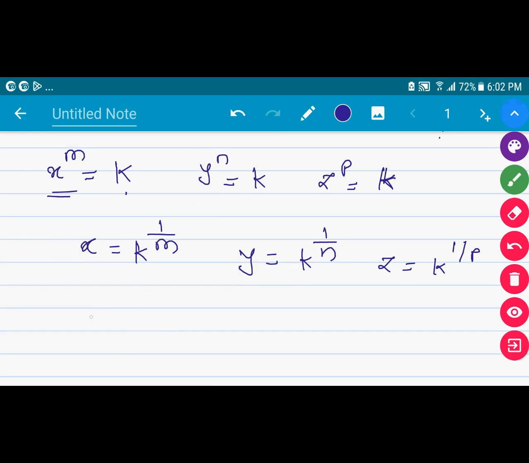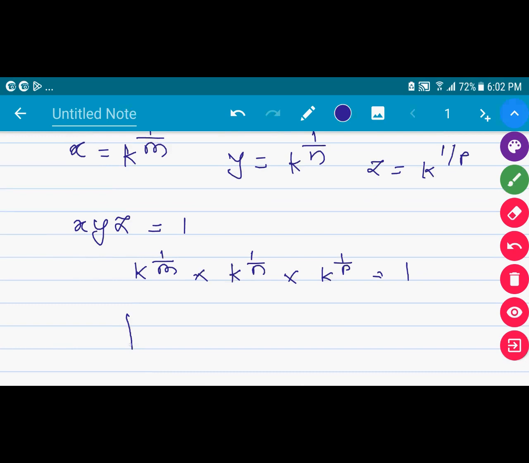Okay, now x y z is equal to 1, so k raised to 1/m into k raised to 1/n into k raised to 1/p is equal to 1.